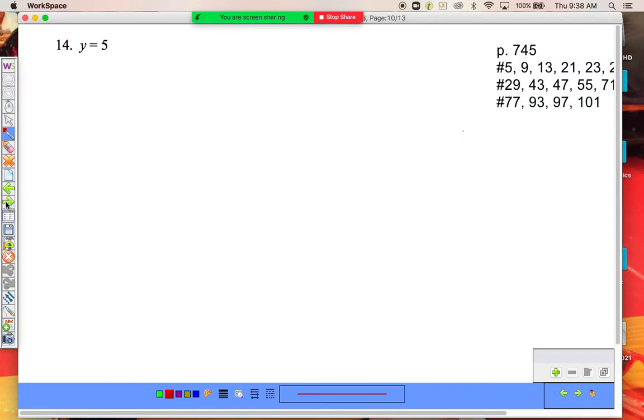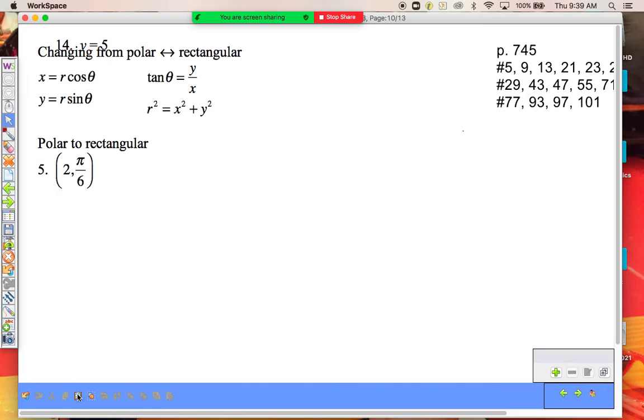All right. Change this one. I want the best answer you can give me. We'll play a little game. I can solve this equation in 3 steps. See if you can also. Y equals 5. Get rid of that y. Write your answer in terms of r's and thetas.